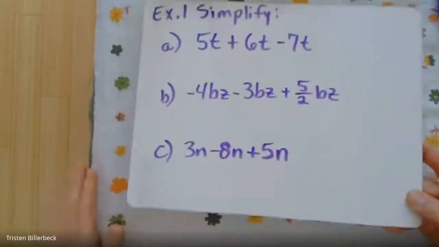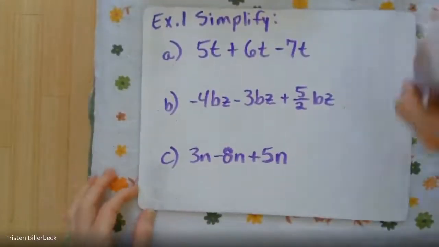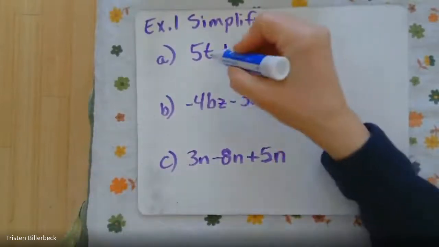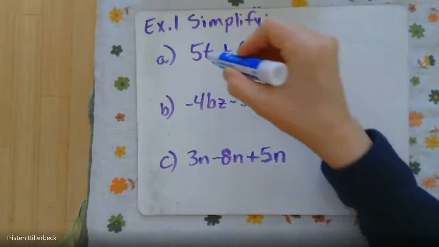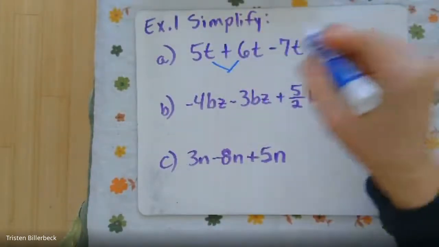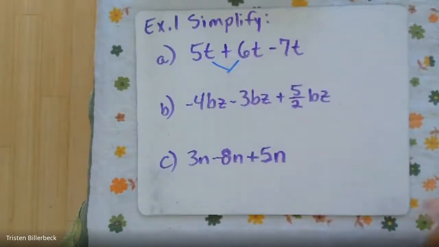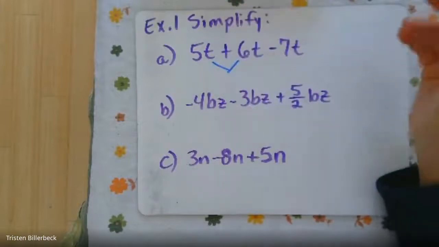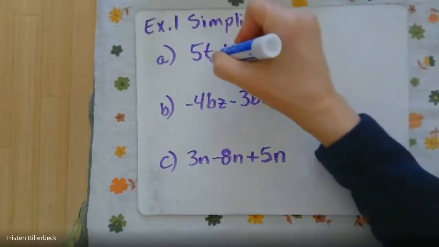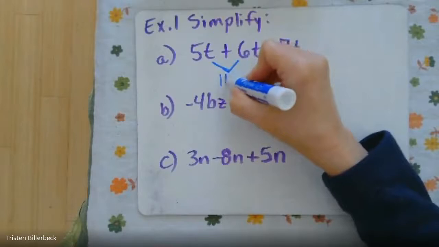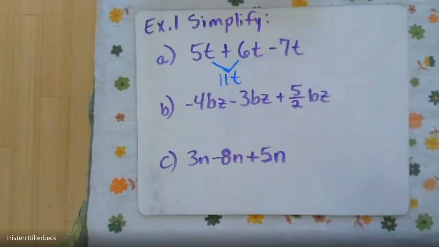All right, let's work through some examples. So first, we're going to combine this. These are like terms, they're all like terms, so we're just going to combine them using PEMDAS. First, we do addition because there's no multiplication, division, parentheses, or exponents. So we start with addition. 5 plus 6 is 11, and it's t.